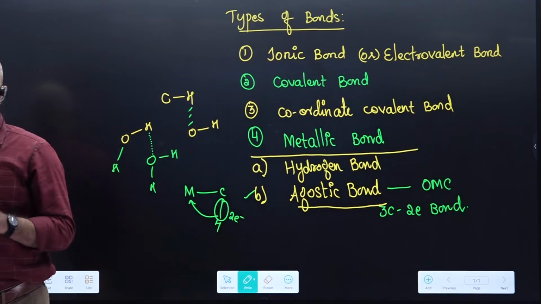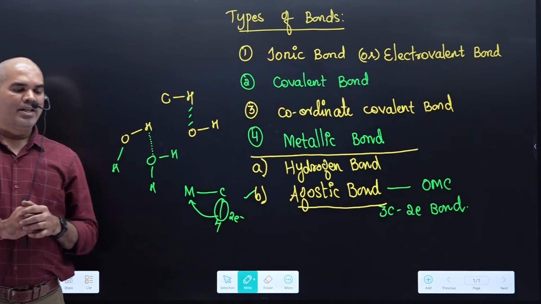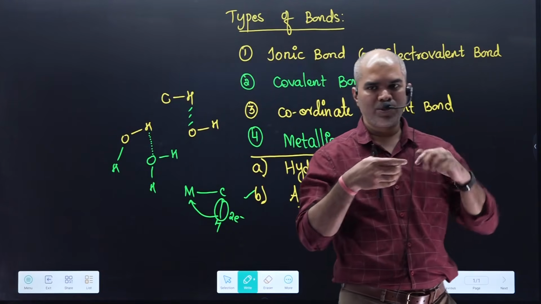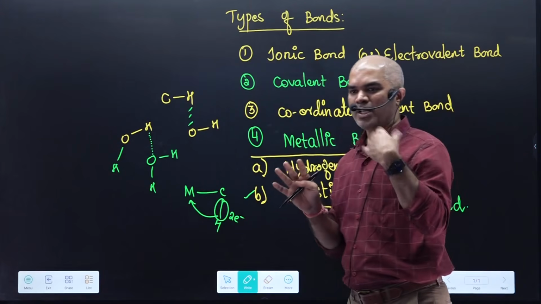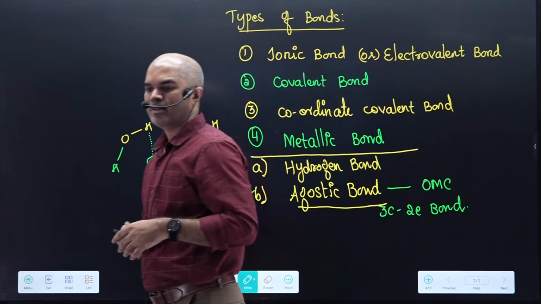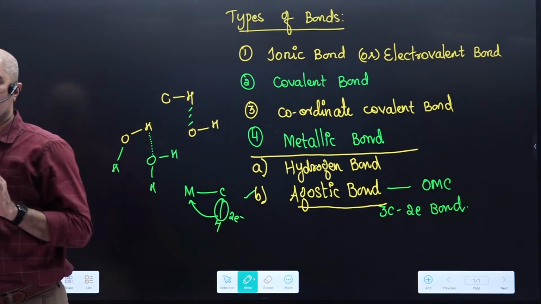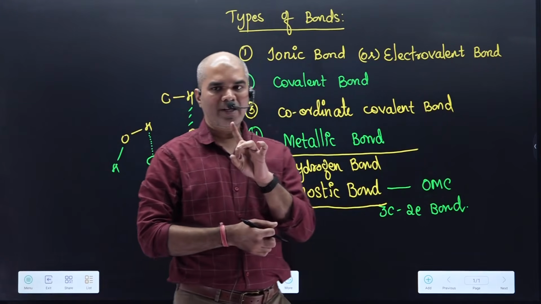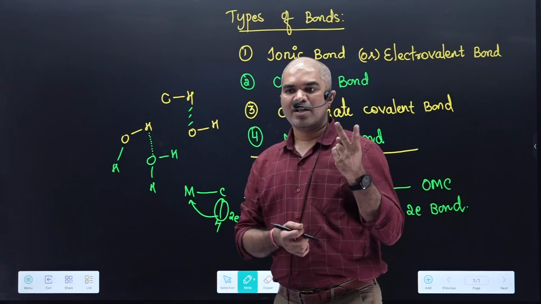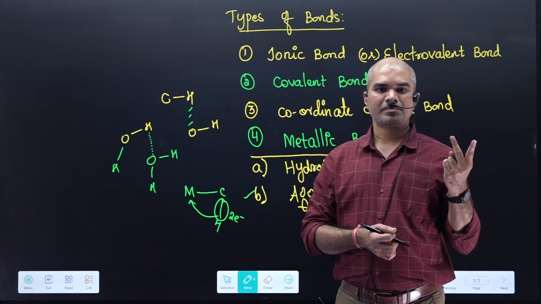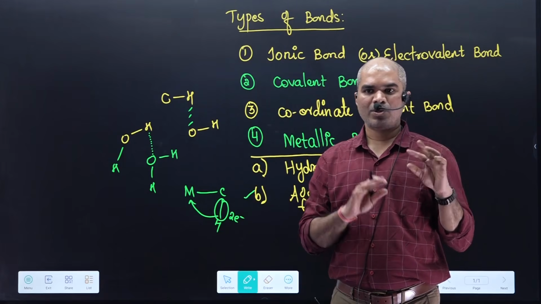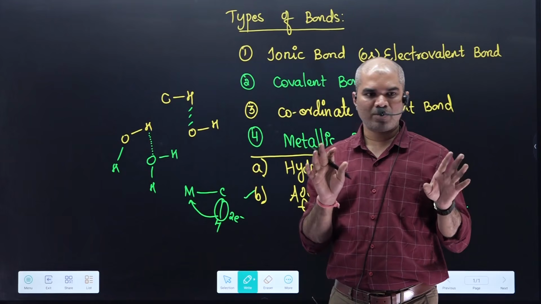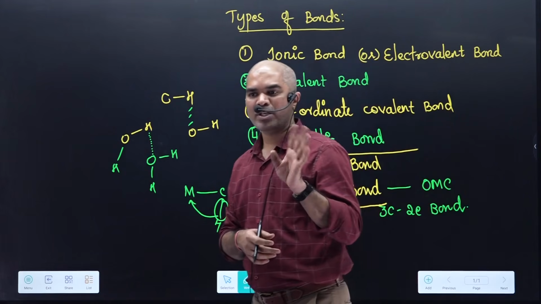Next point. It is non-directional. There is no direction for it because there is no overlapping. It is simply electrostatic forces of attraction. Now immediately one more point should come into your mind whenever I say non-directional. Can I define a geometry for an ionic bond? No, because there is no direction for it. If there is a direction, there is a geometry. If there is no direction, there is no geometry. So ionic compounds do not form any geometries.